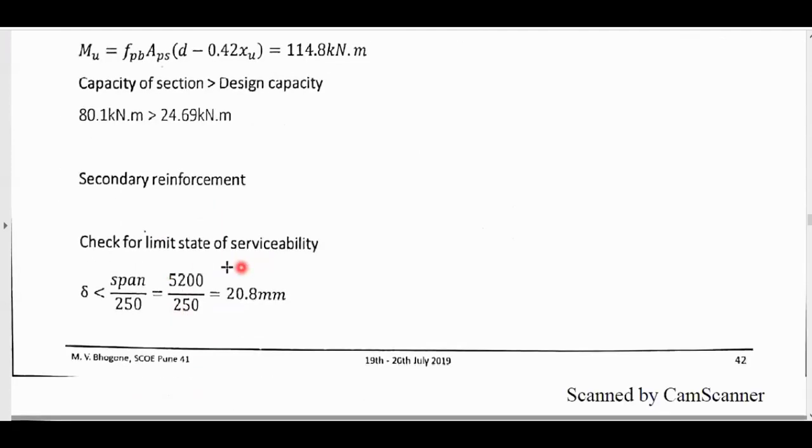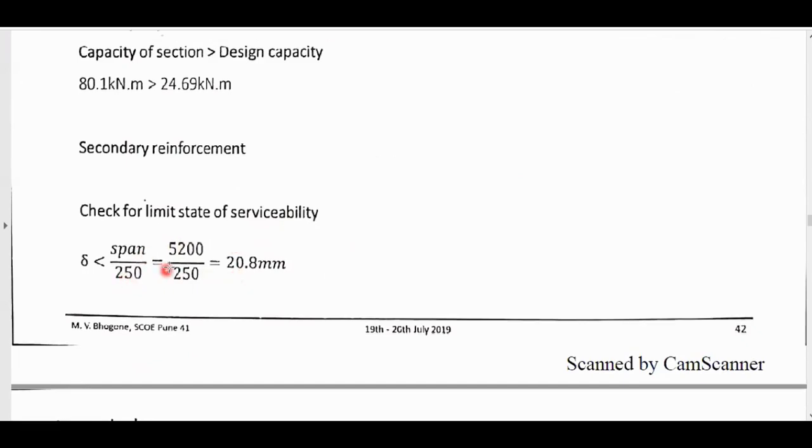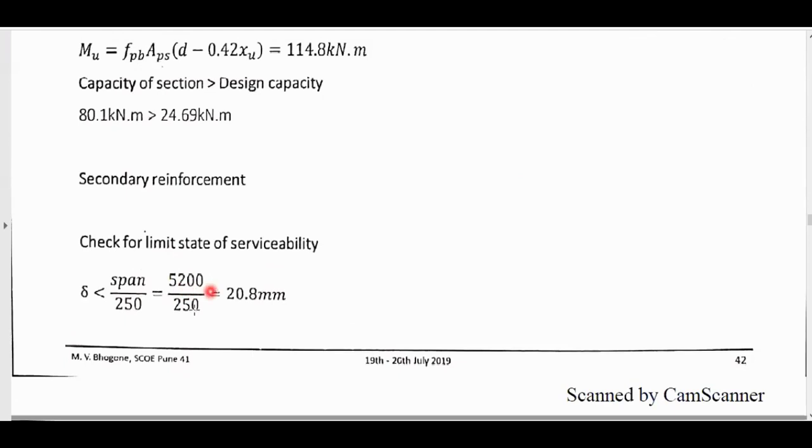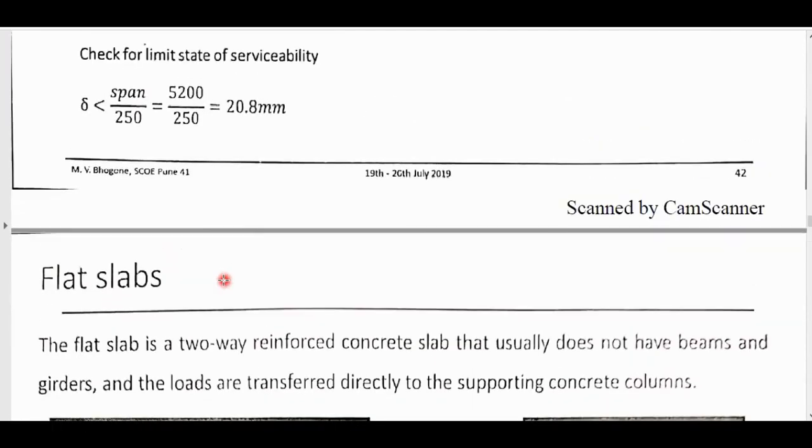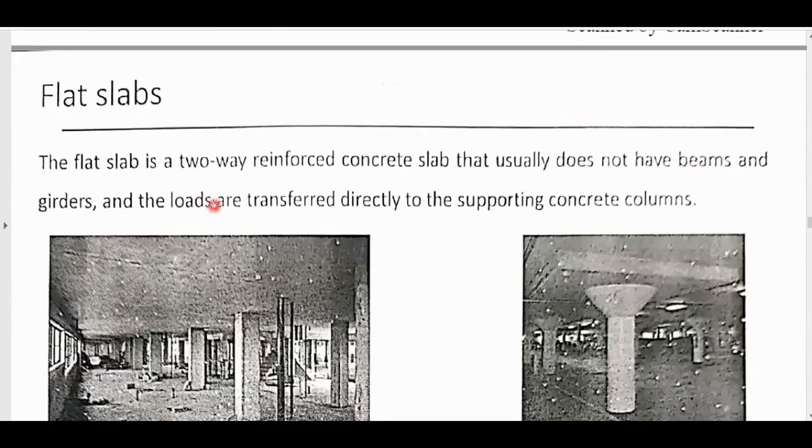Then we calculate again the limit state of serviceability for the longer span. Span by 250, it is 5200 divided by 250, again 20.8. So up to this we can go for the calculation in the two-way slab as we did in the one-way slab. And after this we are going to study the flat slabs.